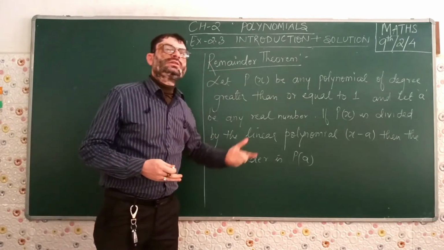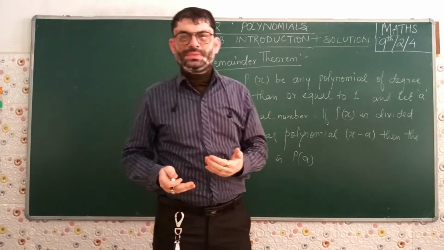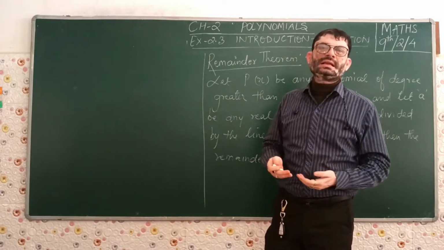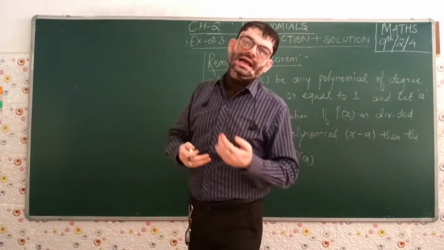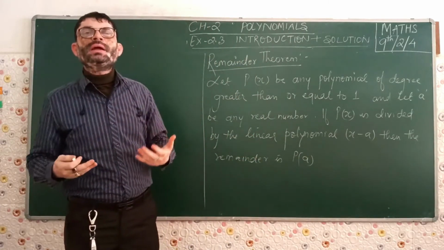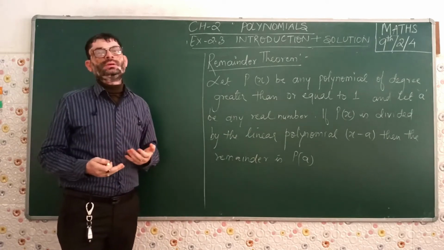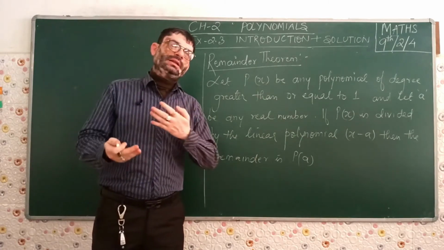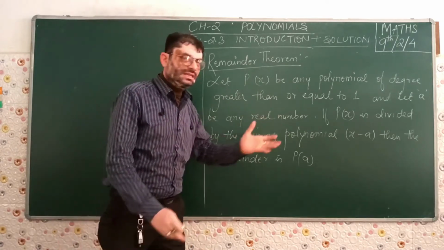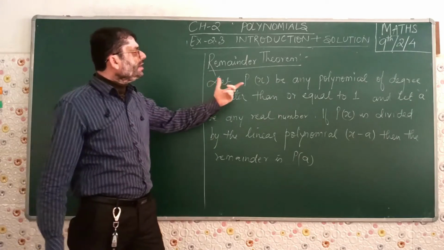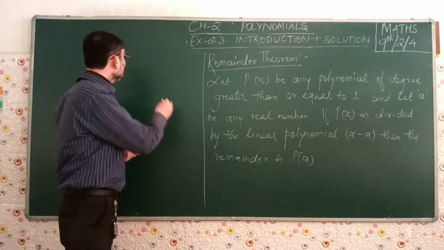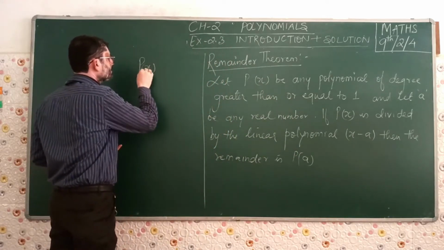Then remainder theorem plays a very important role. Here, we don't have to move for the long division process to get the remainder, but we can get the remainder directly using the remainder theorem. Then what is remainder theorem? How does remainder theorem help us to find the remainder when a polynomial p of x is divided by another polynomial g of x? So let us see what is the theorem. Let p of x be any polynomial of degree greater than or equal to 1. We are given a polynomial p of x.